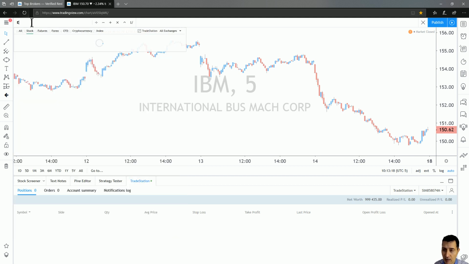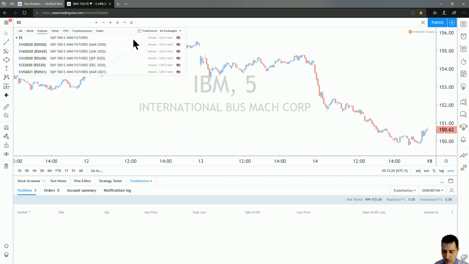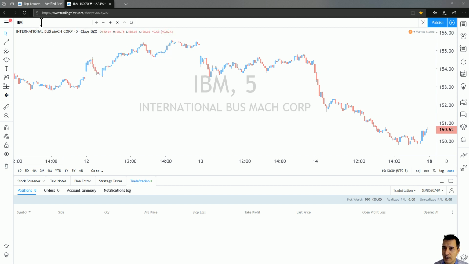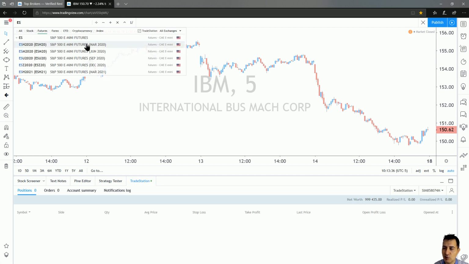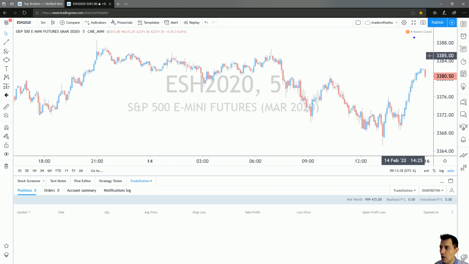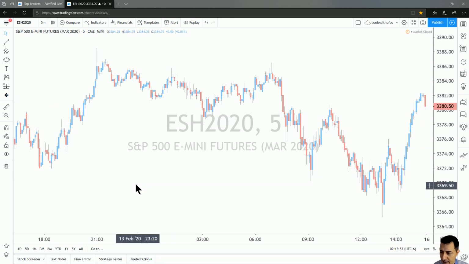And the same story happens if I go for ES, S&P 500. So this is futures. Again, notice how I got the checkbox. If I select ES, S&P minis, and I pick, for example, the March contract, notice that now it says closed, but it doesn't say delayed. Why? Because I do have real-time data feeds for futures on my TradeStation account, and my TradingView inherits that from the broker.